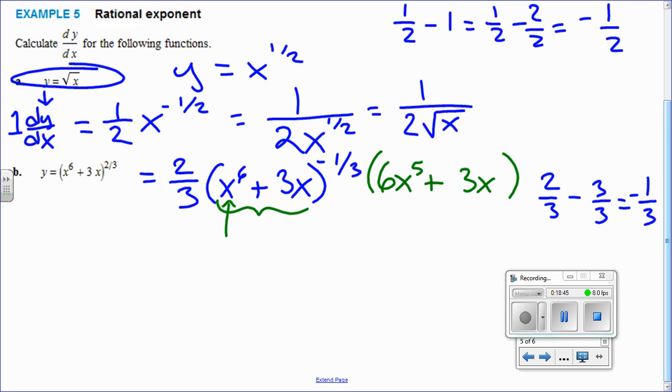Now, should we derive again? Isn't it just 3? Wait, hold on. No. Is it just 3? It is.